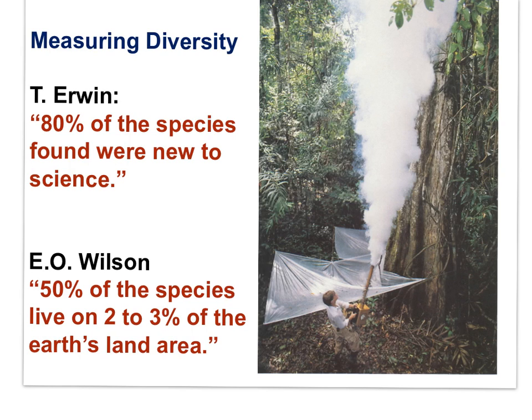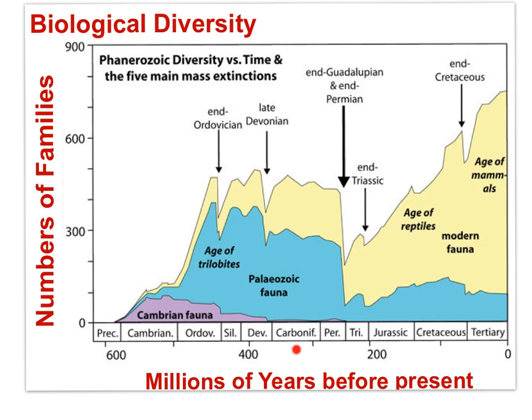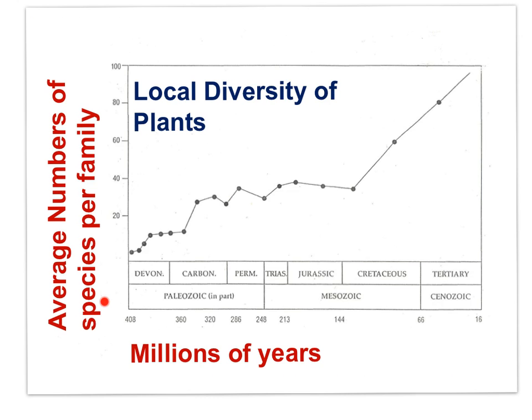Over great spans of time, the diversity of living things on Earth has increased, even in the face of 5 great extinction events. This graph shows the number of species within families of plants going back hundreds of millions of years. You can see that diversity on Earth has generally increased.